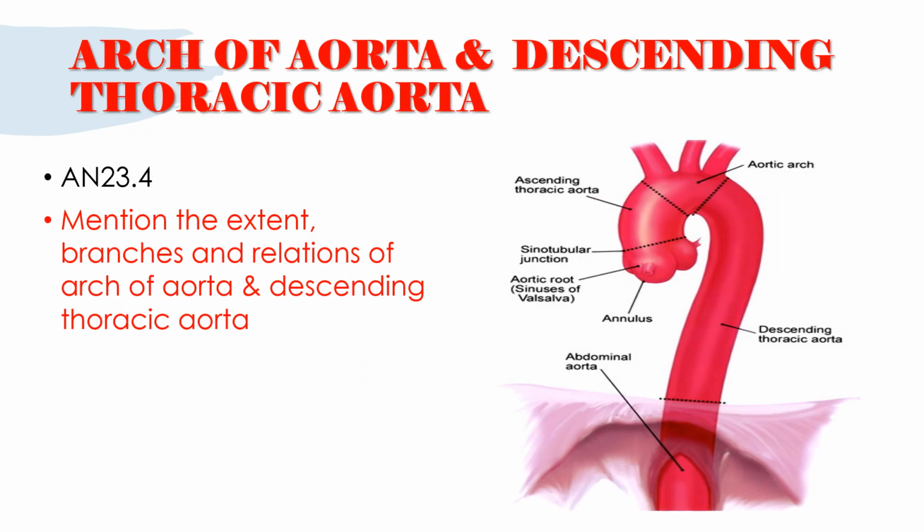Dear students, so far we have discussed the extent of the trachea, the relations of the trachea, blood supply, nerve supply of the trachea, and clinical correlation related to the trachea. Now we will move on to an important topic, the arch of aorta and descending thoracic aorta. We will focus on these two things mainly.